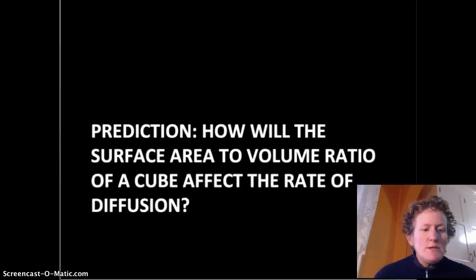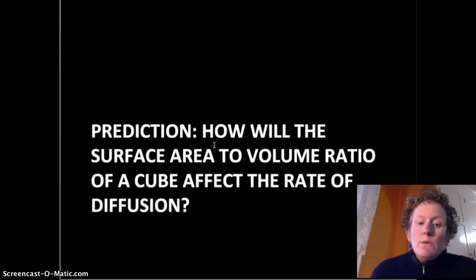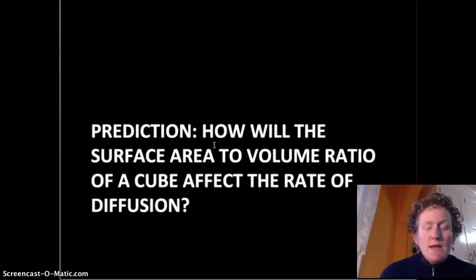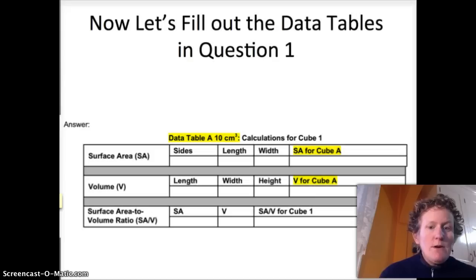The very first question on your lab sheet asks how the surface area to volume ratio of a cube will affect the rate of diffusion. Well, diffusion's always going to have the same rate because, like we talked about, a car is always going to drive at the same speed. But let's figure out what surface area and volume are so we can figure out the ratio and figure out why else that might be important.